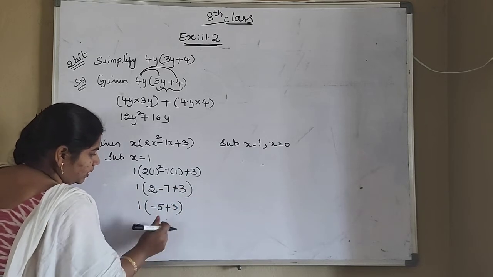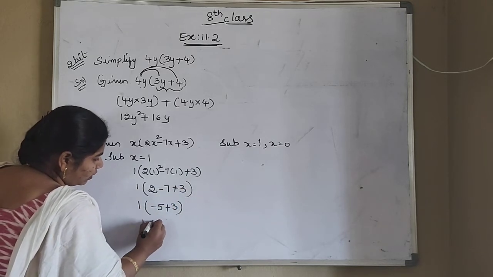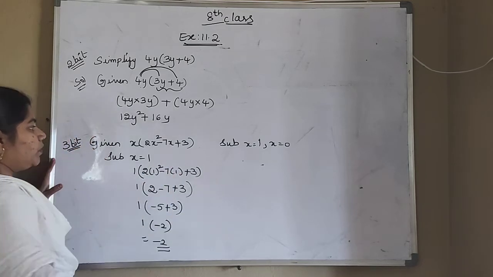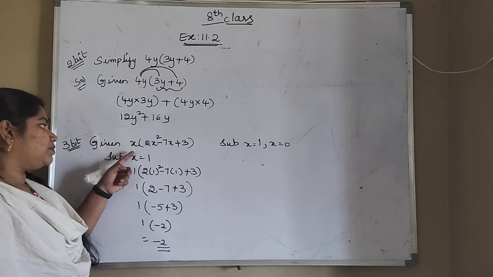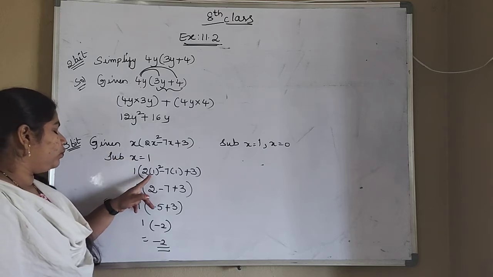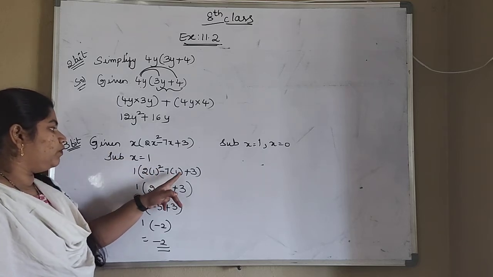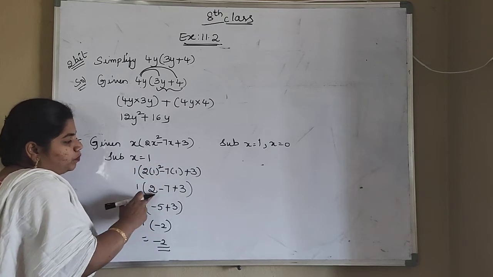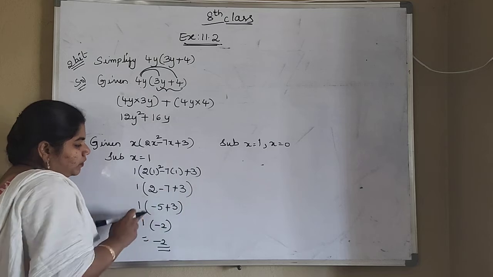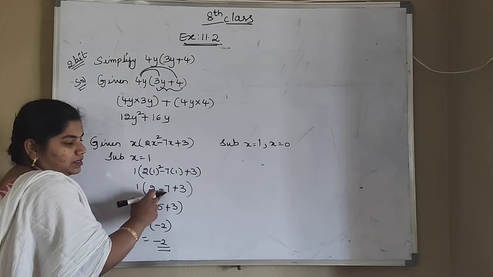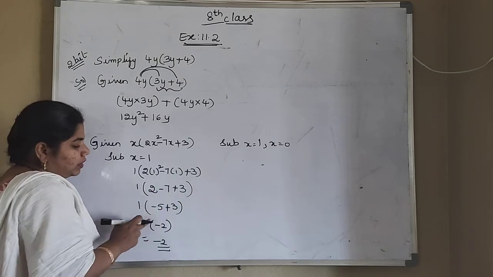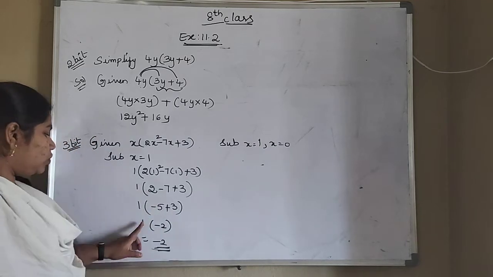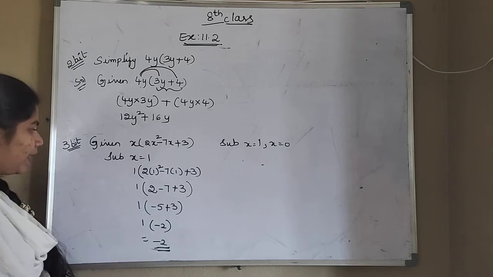So the result will be 1 into minus 2, that will be equal to minus 2. What I did, in place of x I have substituted 1. So 1 into 2 into 1 square minus 7 into 1 plus 3. 1 square will be 1, 1 into 2 will be 2, minus 7 plus 3. So 2 minus 7 will be minus 5, plus 3 will be minus 2. So the answer is minus 2. So 1 into minus 2 will be equal to minus 2.